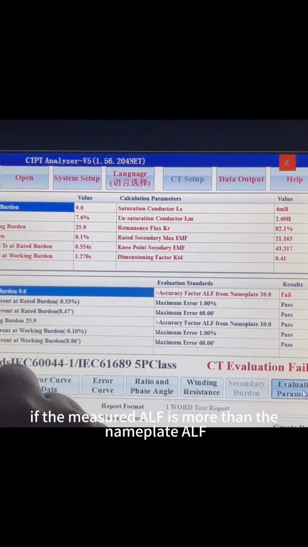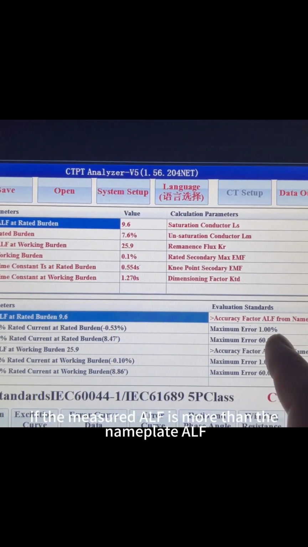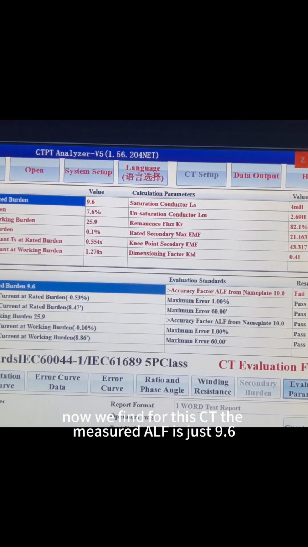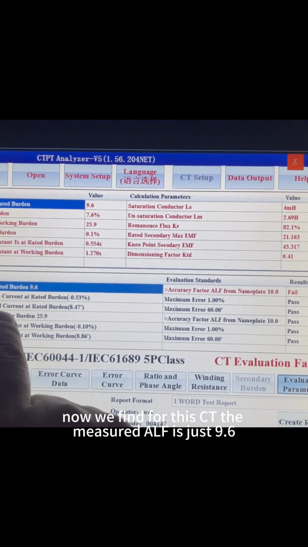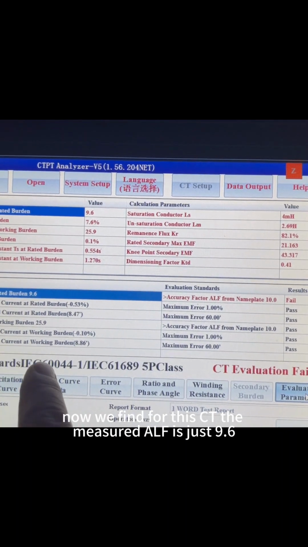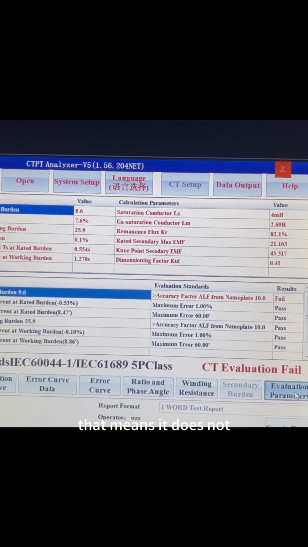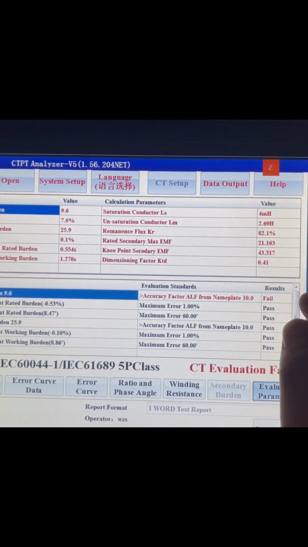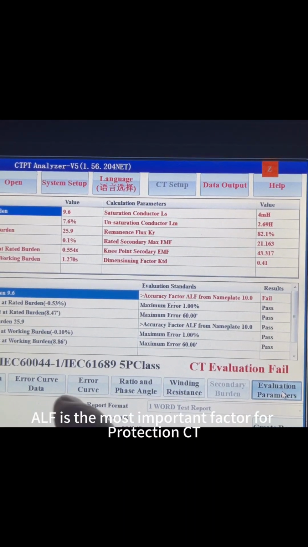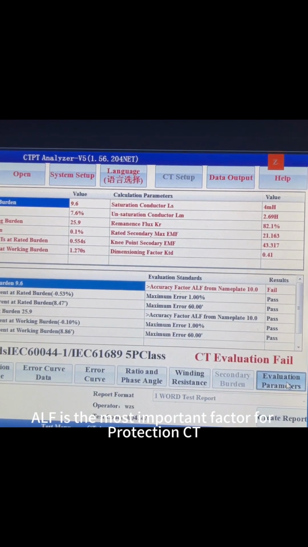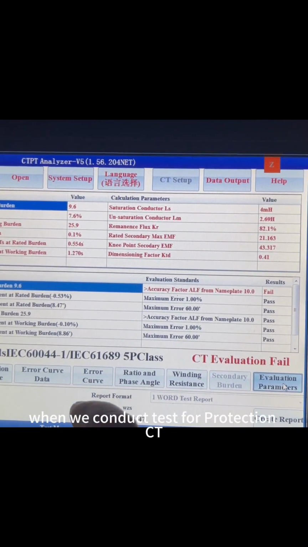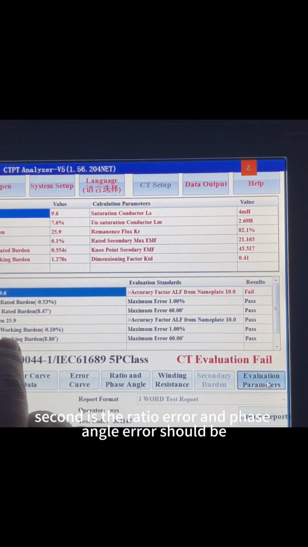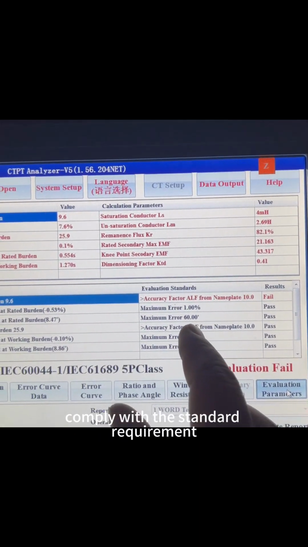If the measured ALF is more than the nameplate ALF, the result will be passed. Now we find for this CT, the measured ALF is just 9.6. That means it does not comply with the nameplate requirement of 10. ALF is the most important factor when we conduct the test for protection CT. Second is that the ratio and the phase angle should comply with the standard requirement.